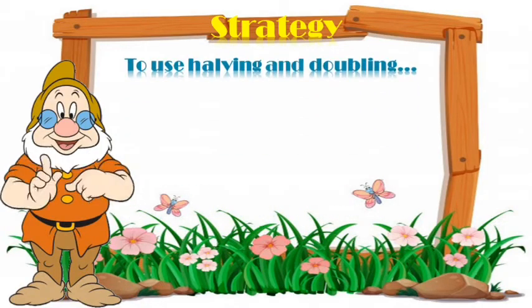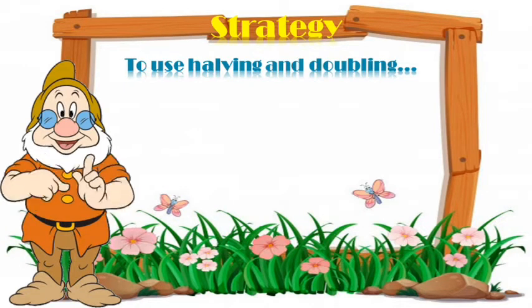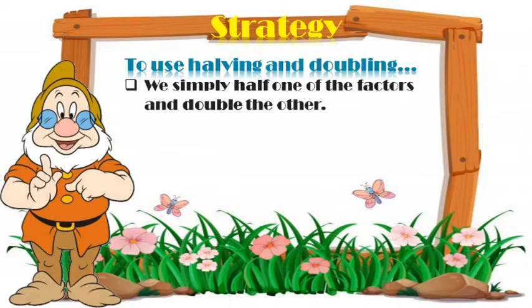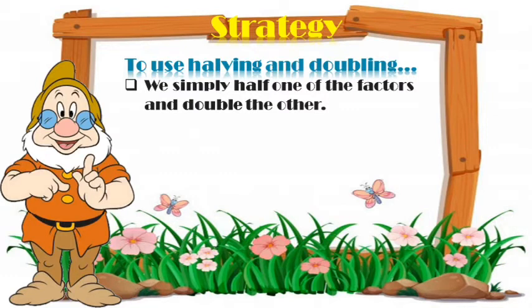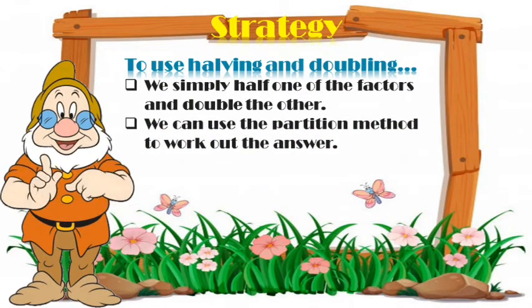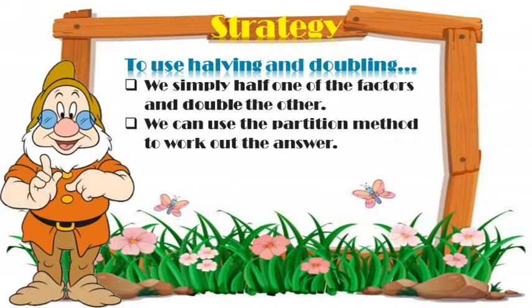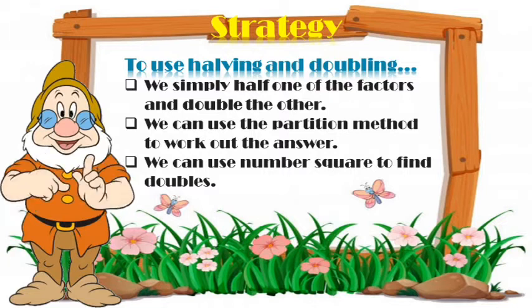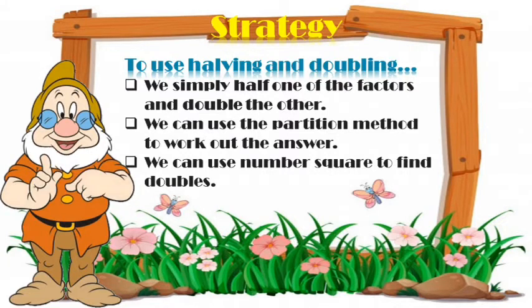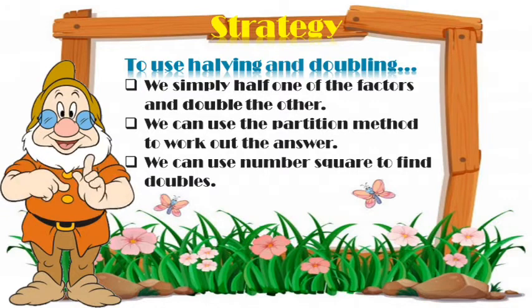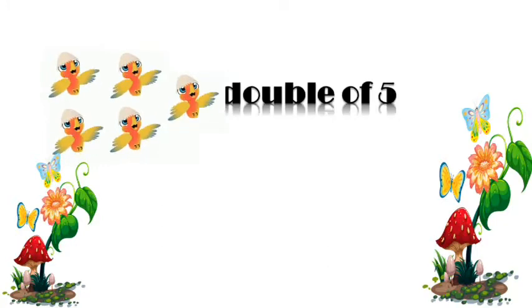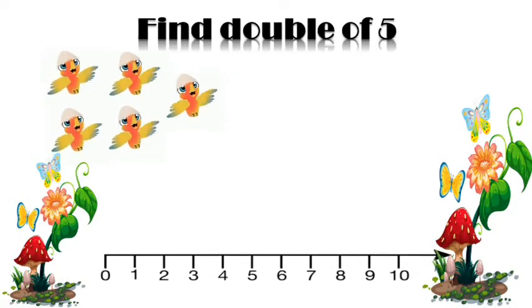Strategies used in doubling and halving. We simply halve one of the factors and double the other. We can use the partition method to work out the answer. We can use number square to find doubles, or else we can use number line. Can you find doubles of these little birds using a number line?